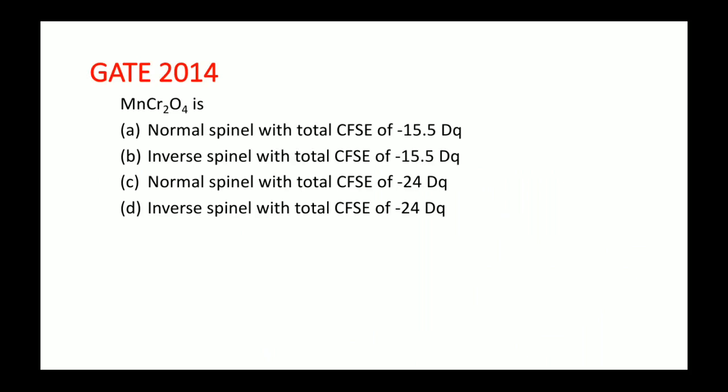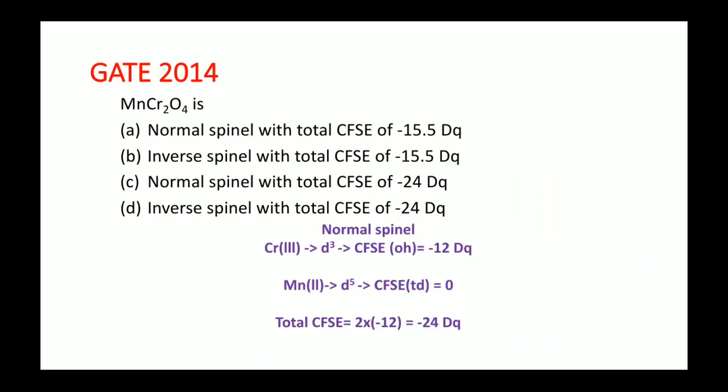So now guys, I will come to the next question. Here MnCr2O4 is given. I already calculated for this, and I showed you that this is a normal spinel. So now I want to show you the total CFSE calculation. In this case the chromium 3+ is occupying the octahedral site, so each chromium 3+ will give minus 1.2 delta O or minus 12 Dq. There are 2 chromium ions in this case, so 2 into minus 12 equals minus 24 Dq.